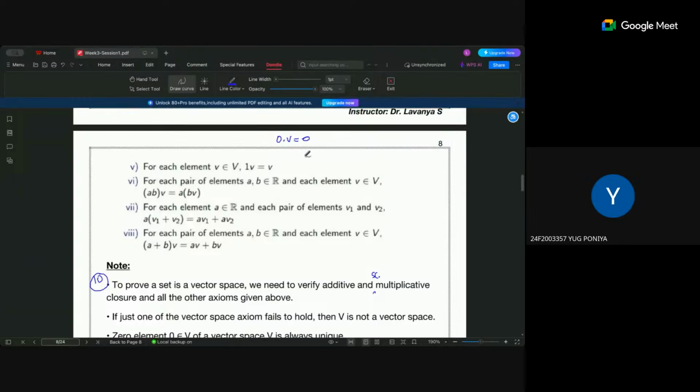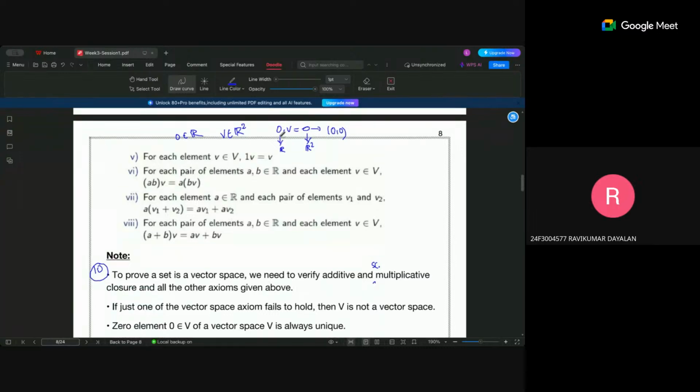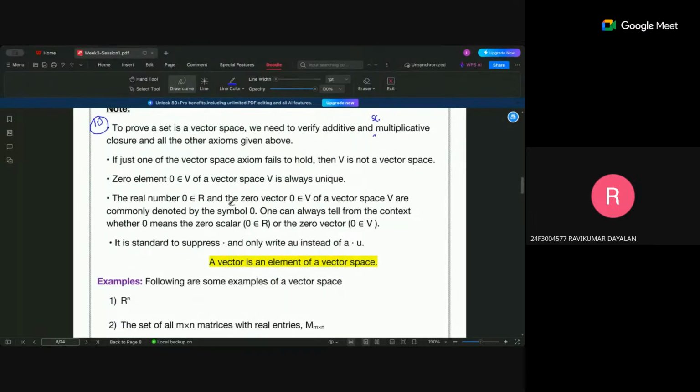What does this mean? What is this 0 and what is this 0? V is a vector in R2, let us say. 0 is a scalar. On the left side it is a scalar and on the right side it is a vector. So on the left-hand side, this is a real number, and this is an element in R2, so it means (0, 0). You should understand from the context what the 0 means.